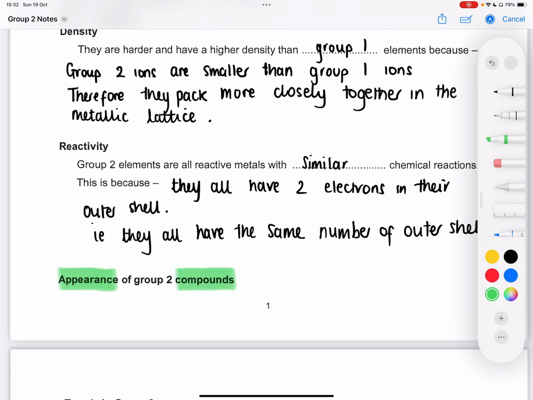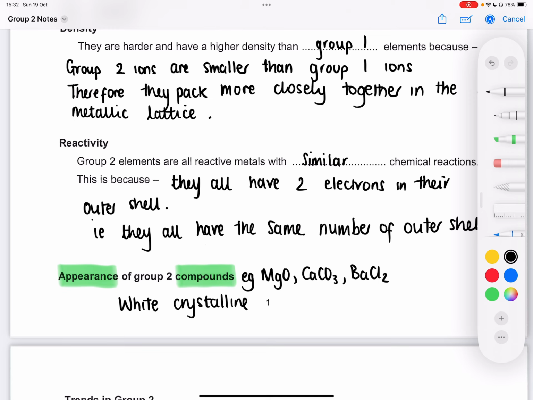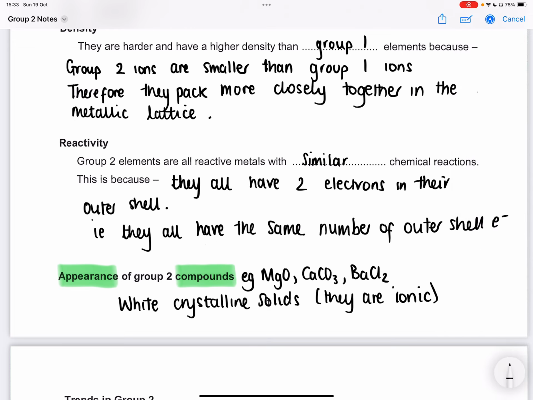And the last little thing on this page is to ask us about the appearance of the compounds. So this is not of the group 2 metals, this is e.g. something like MgO, calcium carbonate, barium chloride. These are all white, ionic, crystalline solids. So just like salt, they've got that similar crystalline structure.